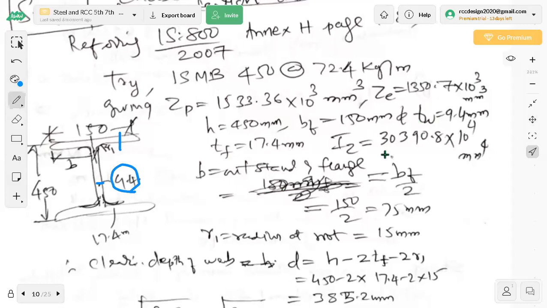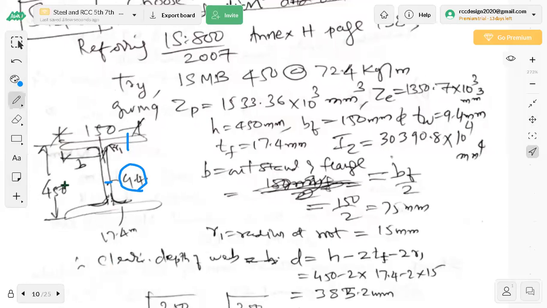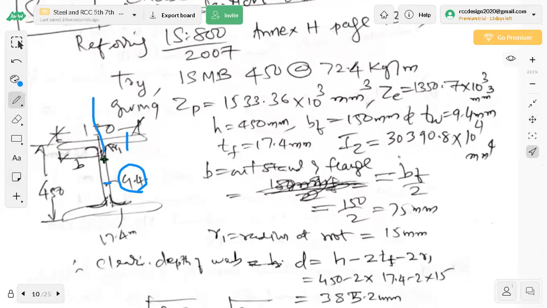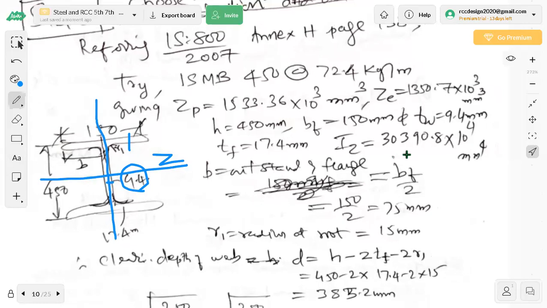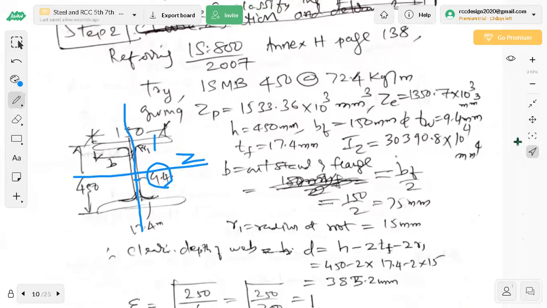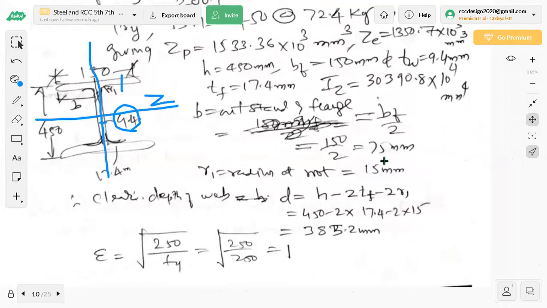Then IZ means nothing but IXX actually. IZ corresponds to this line. In steel structures, you may be knowing that if I draw a horizontal line here, this is called the Z axis. That is why IZ is 30390.8. All these values are noted from the steel tables except ZP. Once ISMB 450 is fixed, you can refer to steel tables also. ZP will not be available in steel tables.